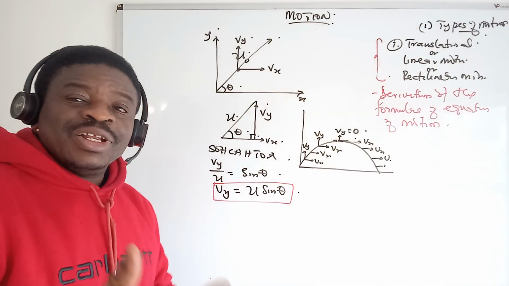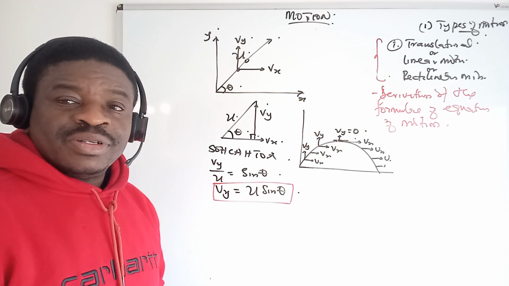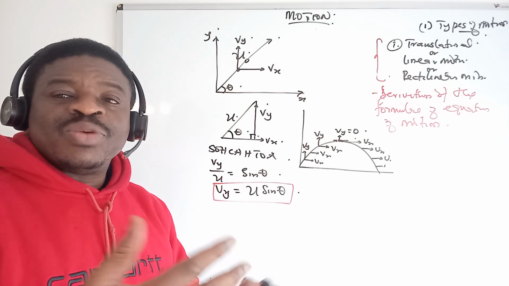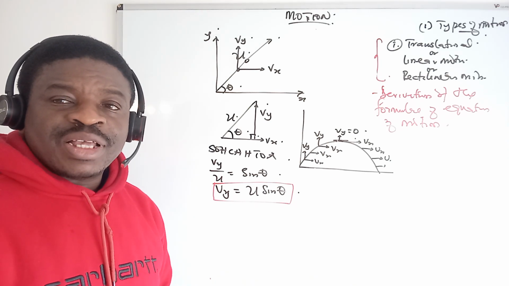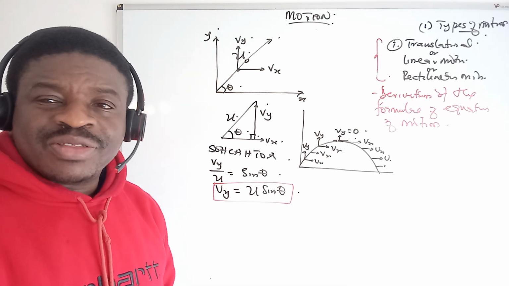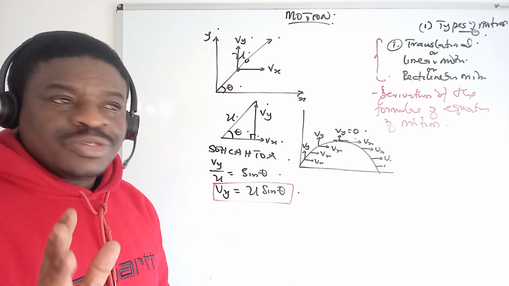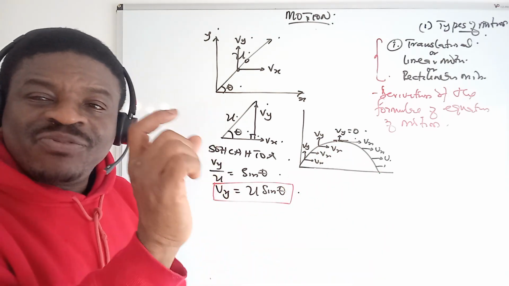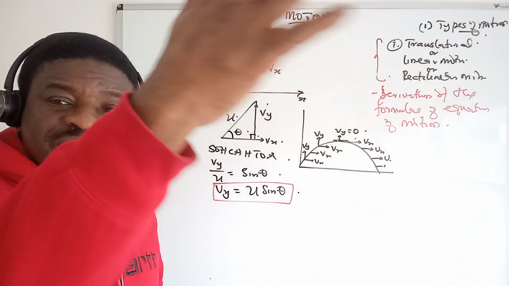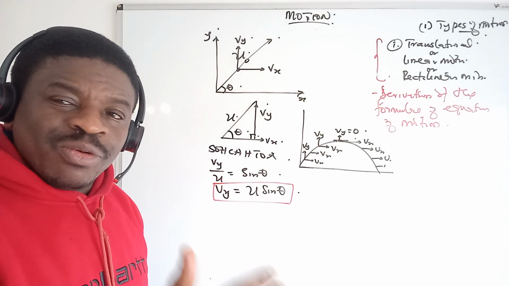You see why I say you should know the derivation of the formula. There was a question that was asked: a body is projected at an angle of 30 degrees with a velocity of 20 meters per second to the horizontal, and it travels for some time. The next question asks, what is the vertical velocity? If you know the projectile formula, the vertical velocity Vy is just u, which is 20, times sin 30 degrees. So you see how you should know the derivation of formulas when it comes to physics.